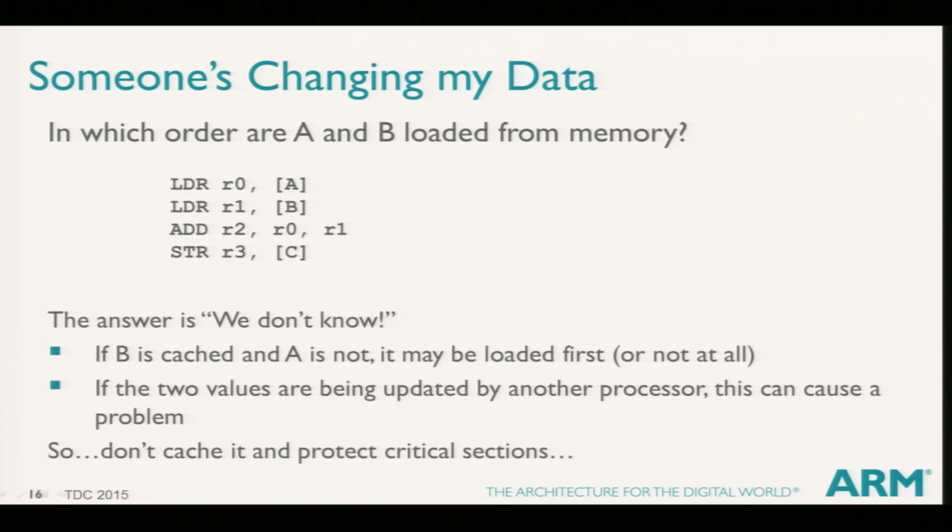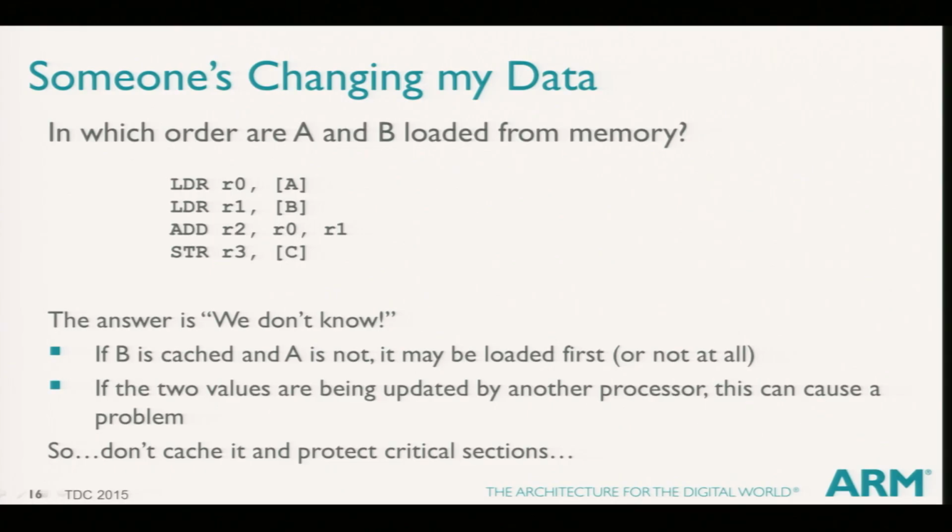The instruction to load A comes before the instruction to load B, right? So you'd think it would load A before load B. But what if both of them are cacheable, but the load of A causes a cache miss? What if A is cacheable and B is not? What if A is not cacheable and B is? All of those situations can change the order in which those memory accesses are actually satisfied.